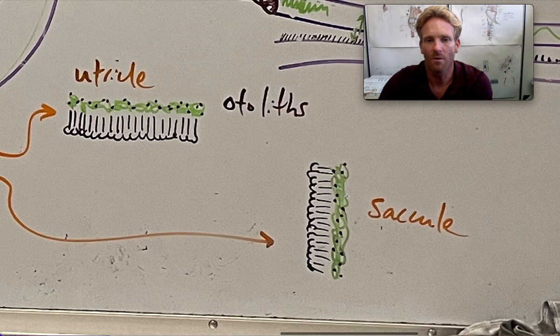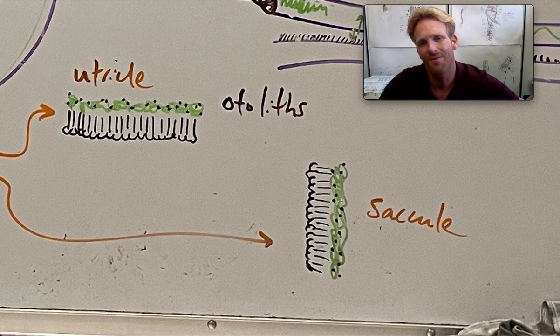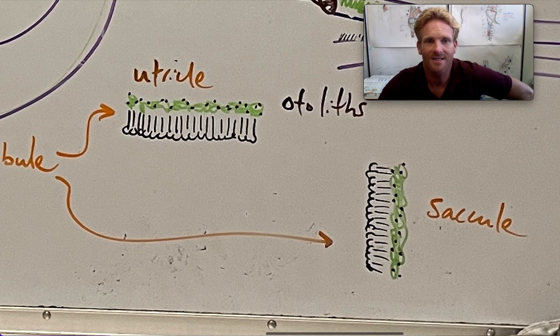Now, the saccule is nearly identical in structure, it's just arranged vertically, and this allows you to feel acceleration in the vertical axis. So if you're in an elevator and it drops suddenly, the hair cells will drop, the otolith is kept in its position, and that will stimulate action potentials sent to the brain. Okay, so that's how that works.